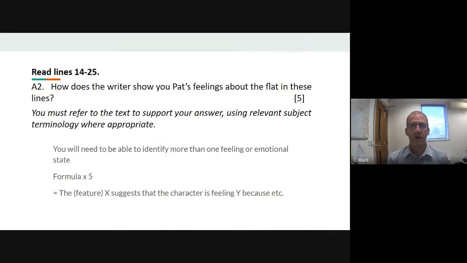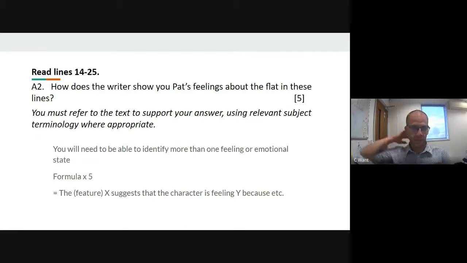So we need 5 separate, distinct, different points about Pat's feelings. And you will need to be able to make clear points about emotions and feelings to do well on this exam. If you think the world is divided up into people who are happy and sad, you will be very limited in your answer to this. In all of your English classrooms, you've got a vocabulary wheel that's part of the display to help you really develop some vocabulary around what emotions and feelings characters are demonstrating.